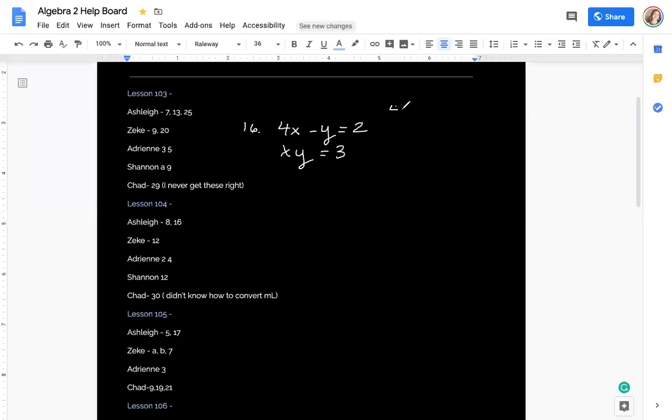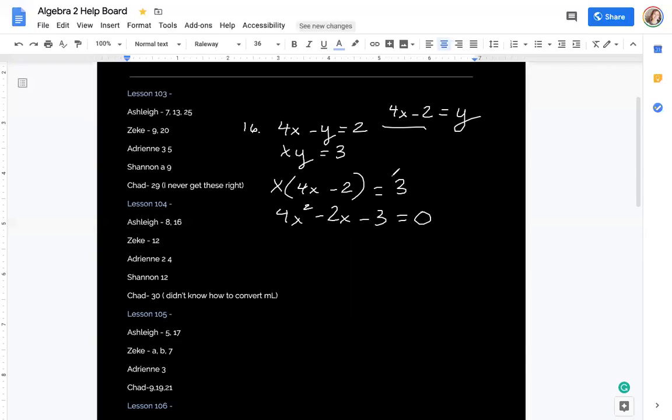So it's going to be 4x minus 2 equals y. And then I'm going to plug it in. So for y, so we have x squared equals 4x minus 2 plus 3. So I'm taking this and putting it where the y is. And we get 4x squared minus 2x minus 3 equals 0. I'm setting equals 0 because it's quadratic with the squared. So you set it equals 0.